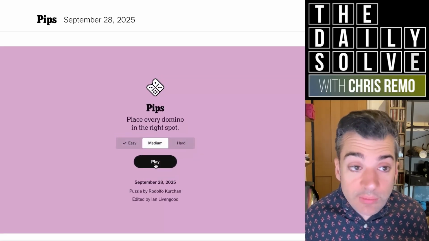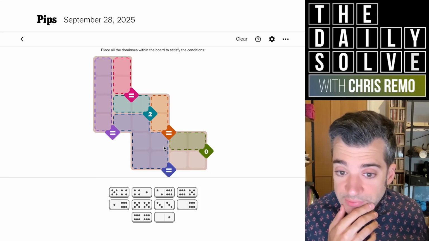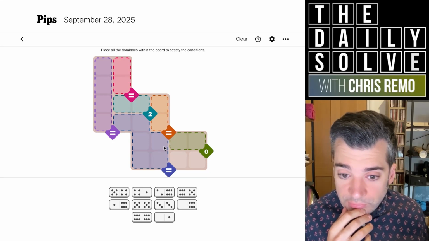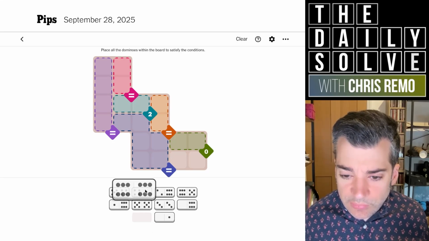Let's try the medium one. Hopefully I don't misread anything here. Right, we have a six-sized equivalence region, which looks like it will use 6s. Could it use 5s? No. Yeah, okay. So the 6-sized one will use 6s, which means all of our 6s are spoken for.